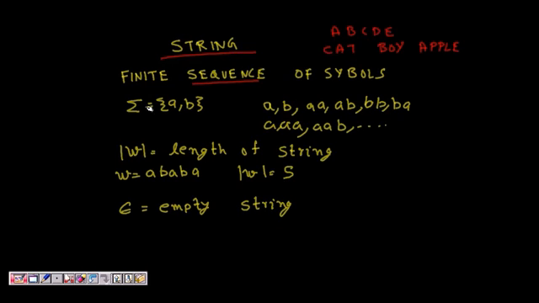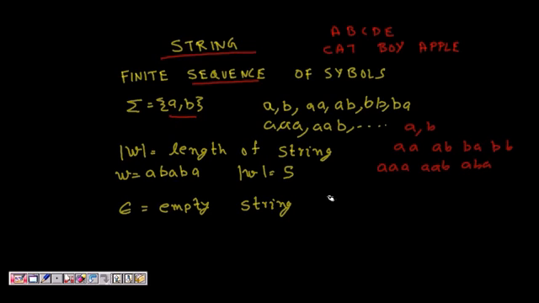Let's say our alphabet is a, b. Then what are the strings that we can make? Strings are just finite sequences of symbols. I can make a and b, which are length 1 sequences, then aa, ab, ba and bb, which are length 2 sequences, and then aab, aba and so on, which are length 3 sequences. So you can make an infinite number of words using even a small number of symbols in the alphabet, like here we have just 2.